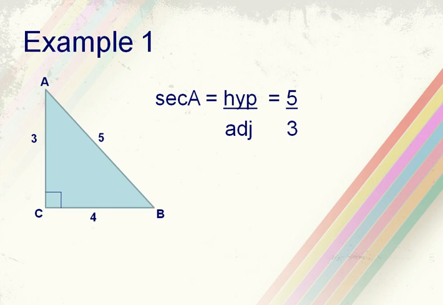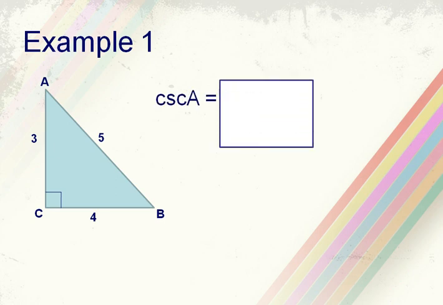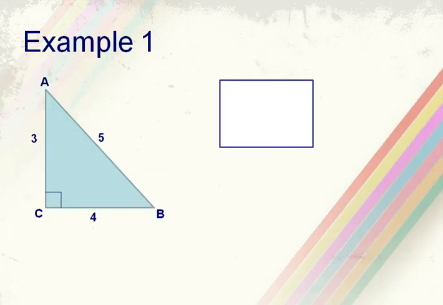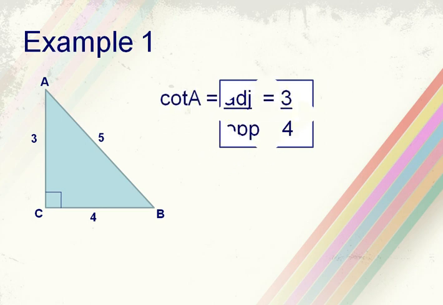So we get 5 over 3. For the cosecant of A, we have hypotenuse divided by the opposite side, which gives us a ratio of 5 over 4. And lastly, we have our cotangent, which in this case refers to our adjacent divided by opposite, which is 3 over 4.